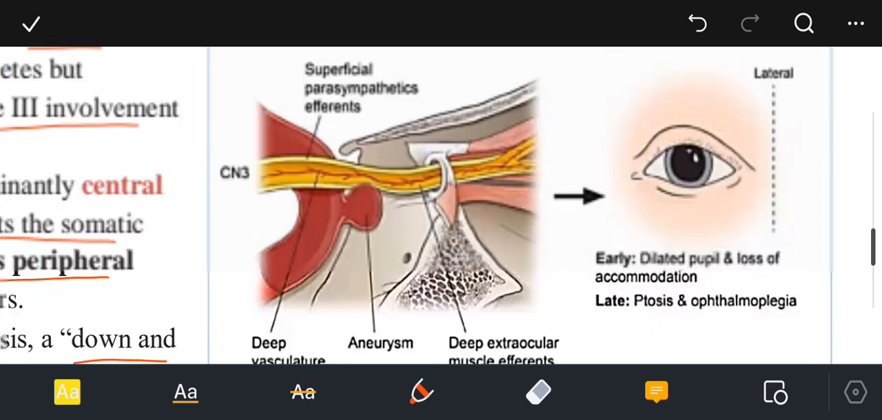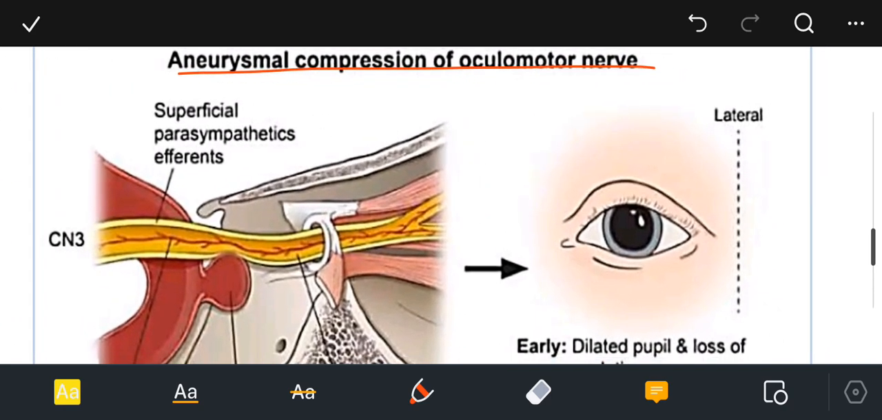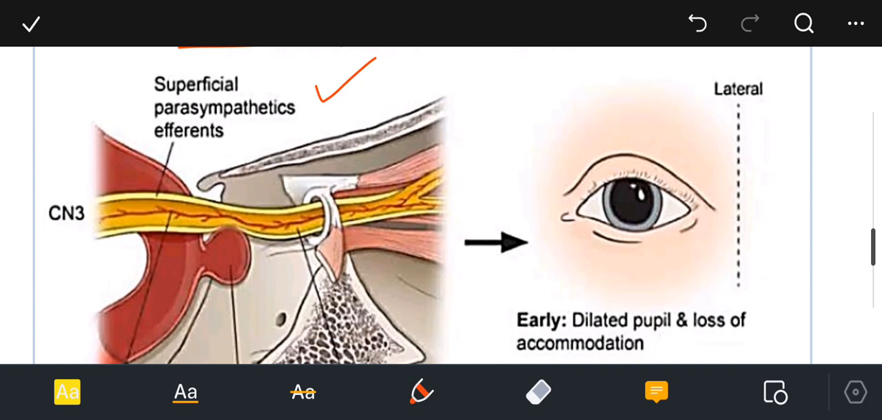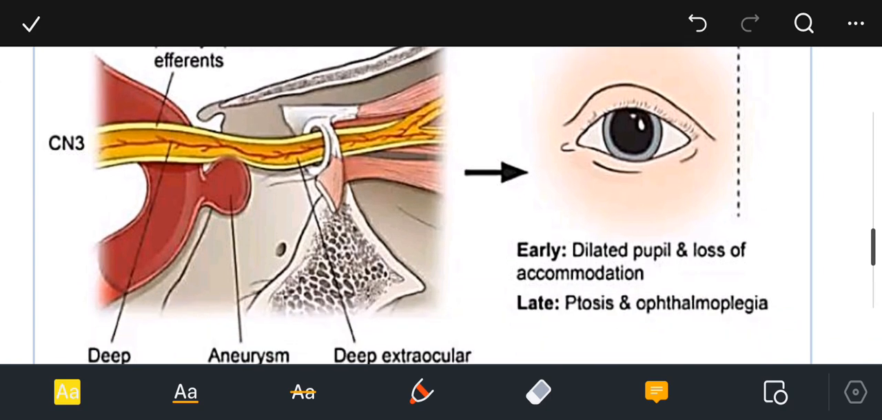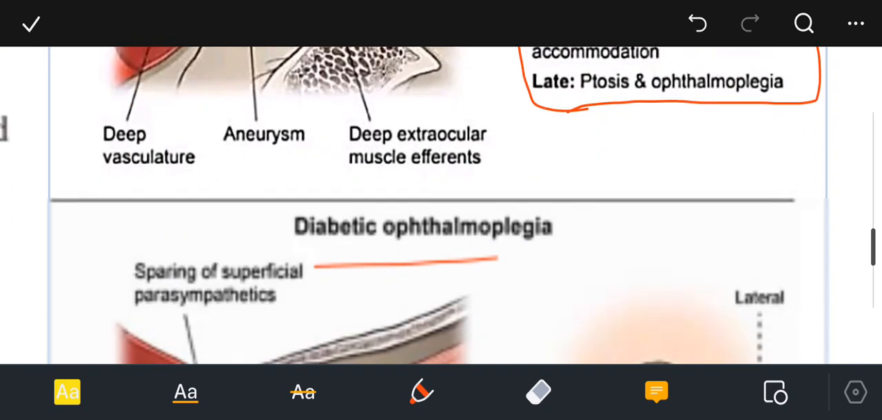Now here you can see aneurysmal compression of the oculomotor nerve, where superficial parasympathetic efferents are present. If there is external compression, that will lead to a dilated pupil and loss of accommodation, and ptosis and ophthalmoplegia will also be present. So here you can see that it is like that.